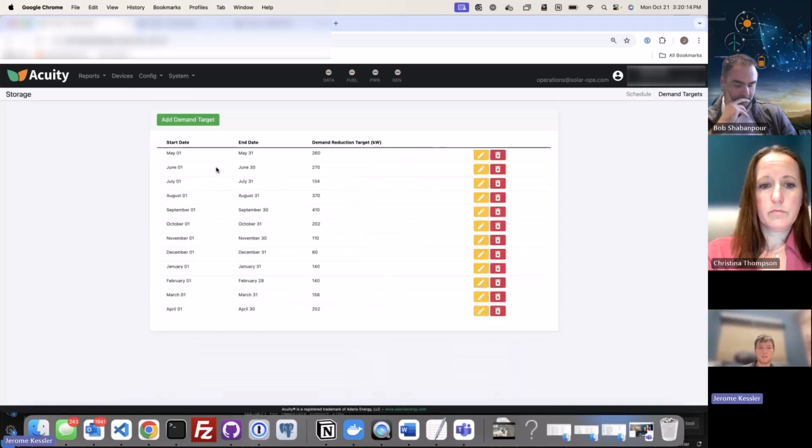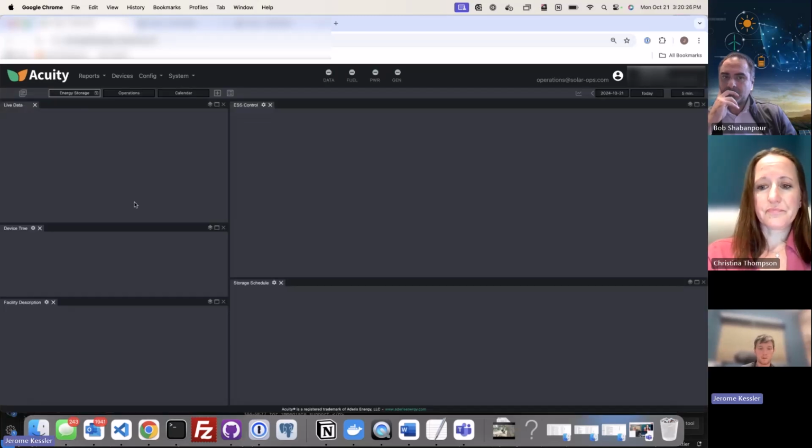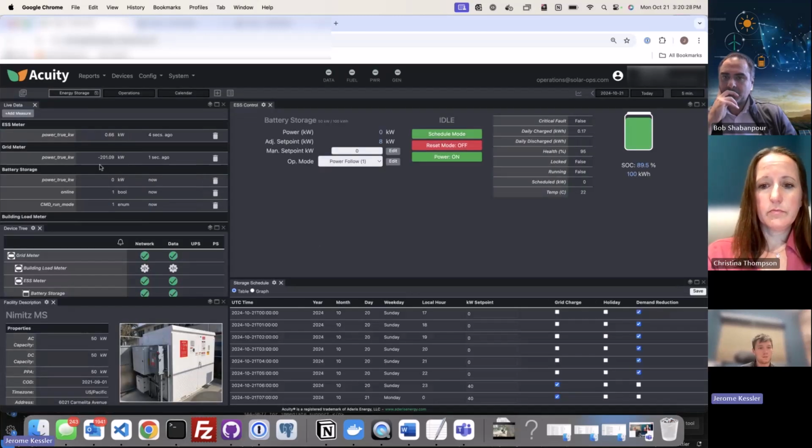Yeah, so we also allow setting demand targets. So this is a demand reduction target. For the month of May, it's 260, and June, 270. And these are all configurable after the fact as well. So they come in very handy. So this is an example of just our basic EMS.